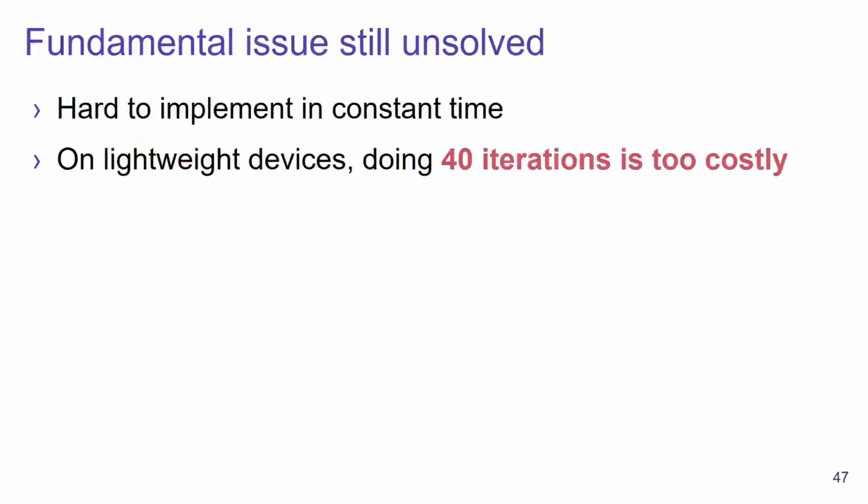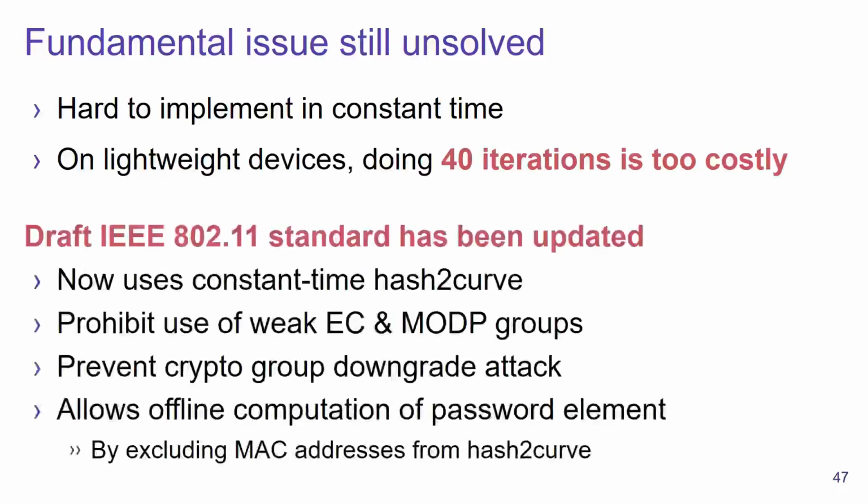Another downside is that fundamental issues are still unsolved. Namely, it is simply hard to implement Dragonfly in constant time, and on top of that, on lightweight devices, executing 40 iterations is simply too costly. The good news is that the IEEE is updating the 802.11 standard that underpins Wi-Fi. They are now suggesting the use of a constant time hash to curve algorithm. They are prohibiting the usage of weak elliptic curves. They are preventing crypto group downgrade attacks, and they are now also enabling the offline computation of the password element.